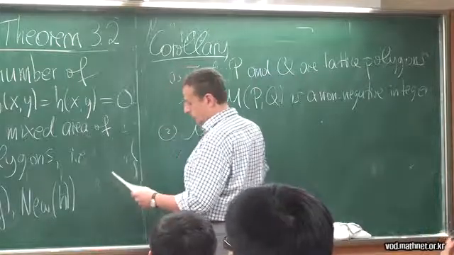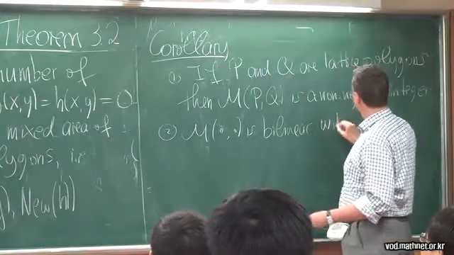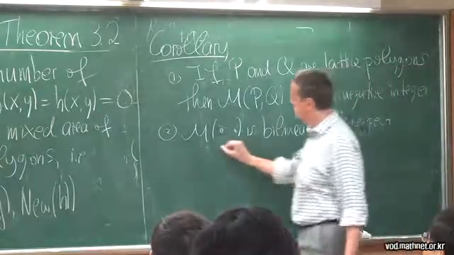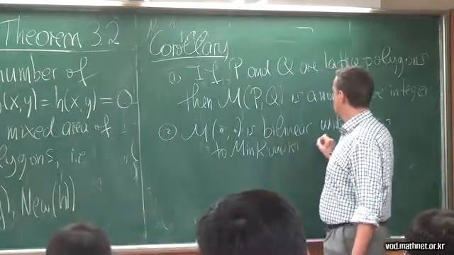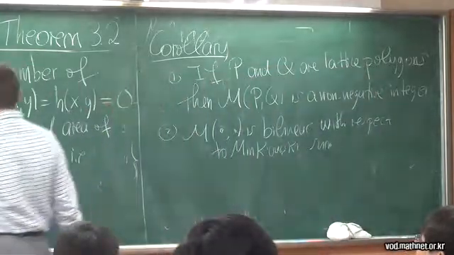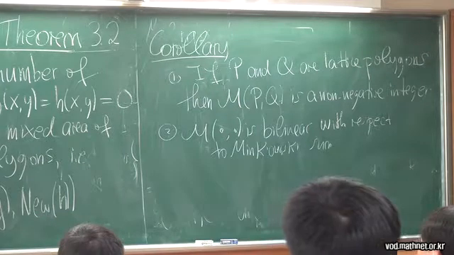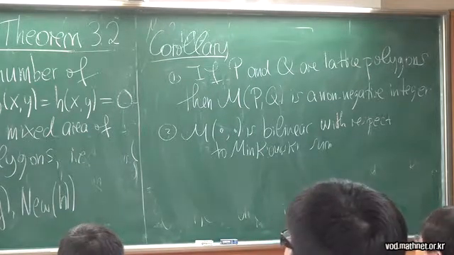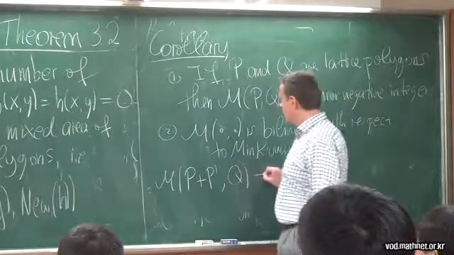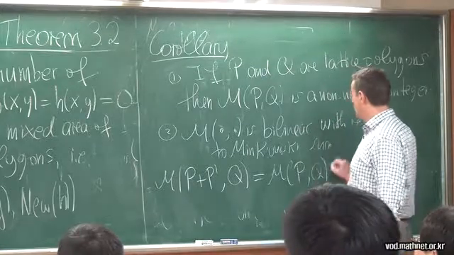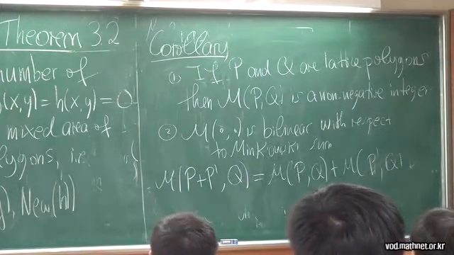Second, let's note that the mixed volume is bilinear. It's a bilinear operator with respect to Minkowski sum, which you can actually infer. So if you did not know that the mixed volume is a bilinear operator, what I'm saying is that M of P plus P prime, comma Q is M of P, Q plus M of P prime and Q, and it's symmetric too. It's both symmetric and bilinear. Okay?